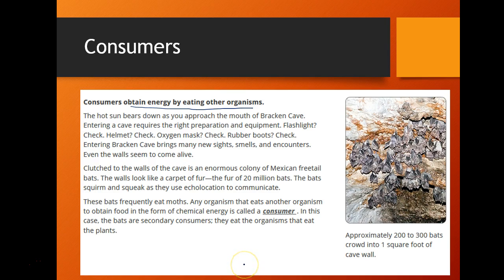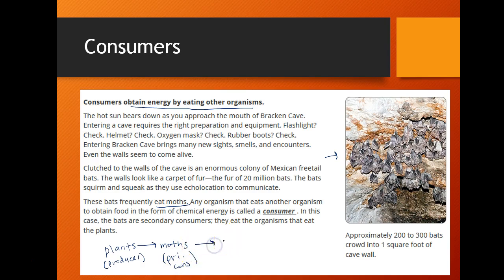So if we look in that Texas ecosystem, in the mouth of the Bracken Cave, we would see something like this, and you see lots and lots of bats. What you see here are bats that actually eat moths. So plants transfer energy to moths. We call the plants the producer because it's producing its own energy. We call moths the primary consumer because it eats the plants.